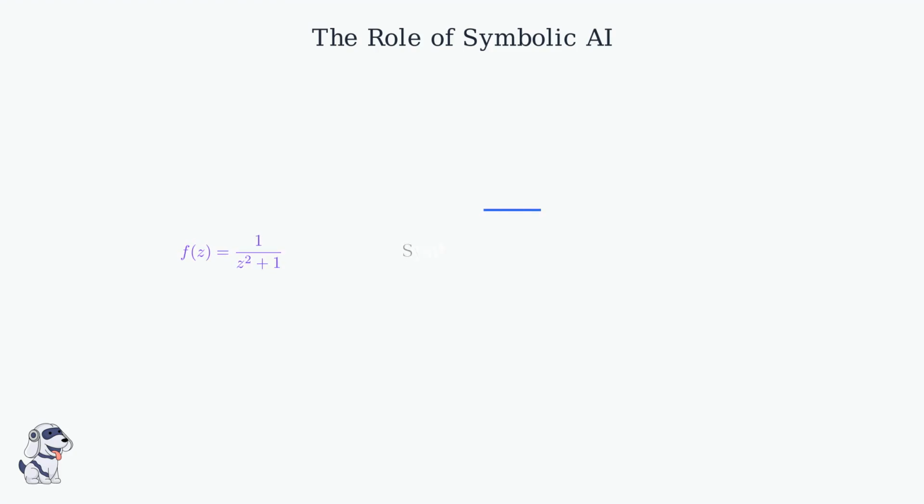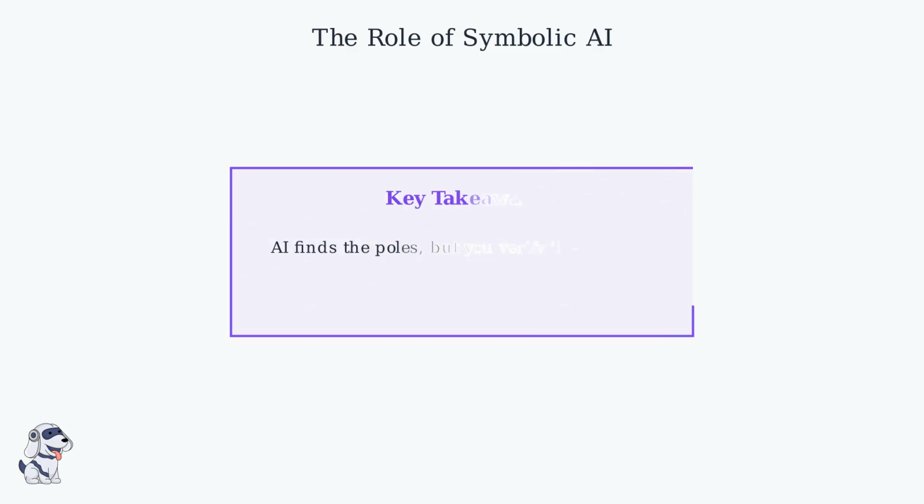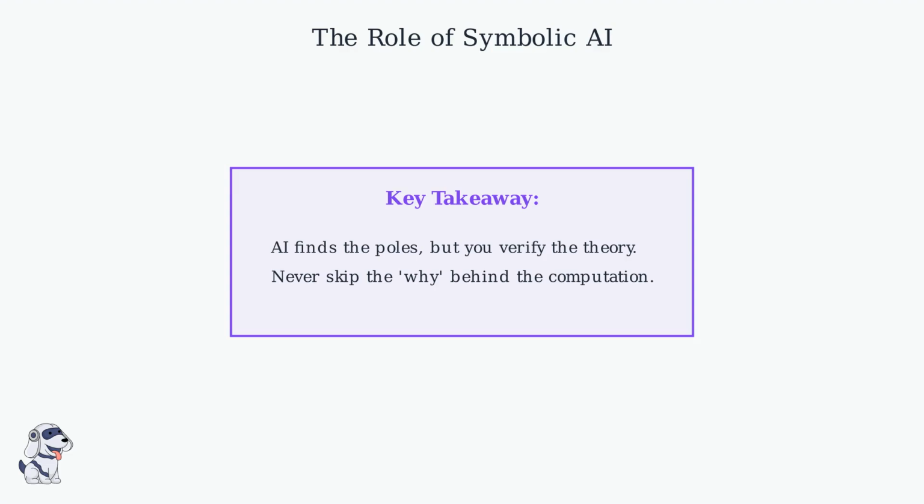Modern computational tools like SymPy or Mathematica have changed the game. They can identify poles in complex functions in a fraction of a second. While these tools automate the heavy lifting, they shouldn't replace your intuition. Your role is to verify the paths they choose. Always treat AI as a powerful assistant. Understanding the underlying theory ensures that you catch errors and interpret complex results with confidence.